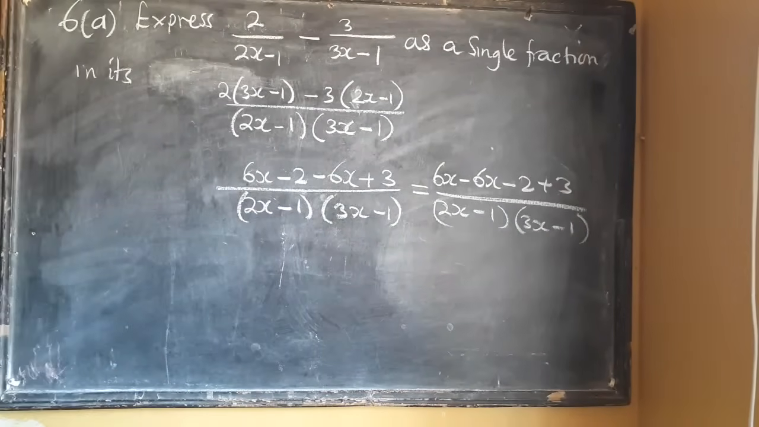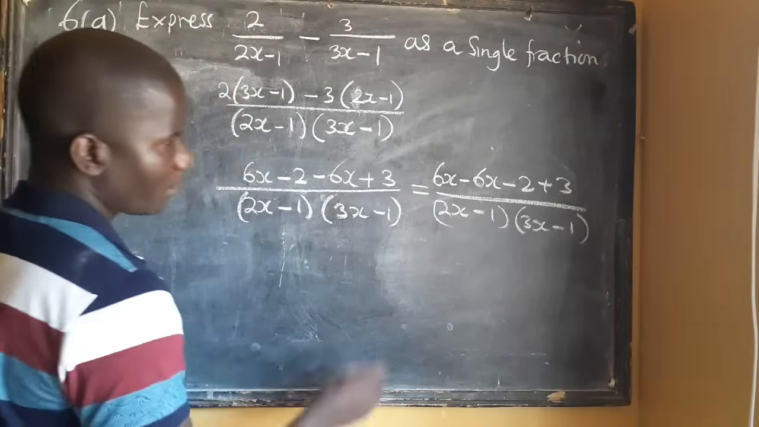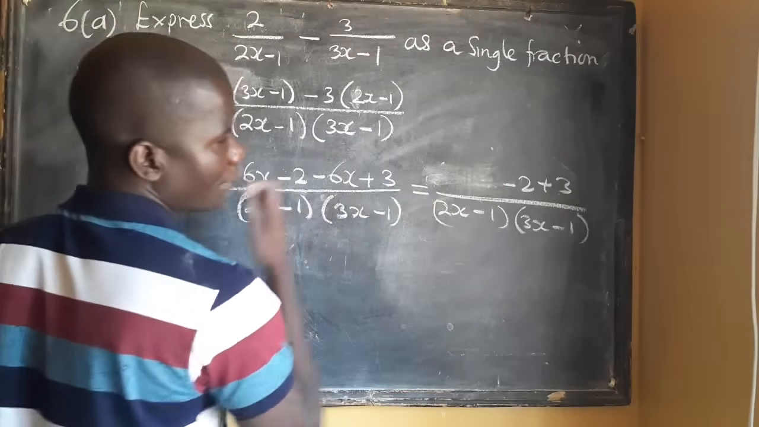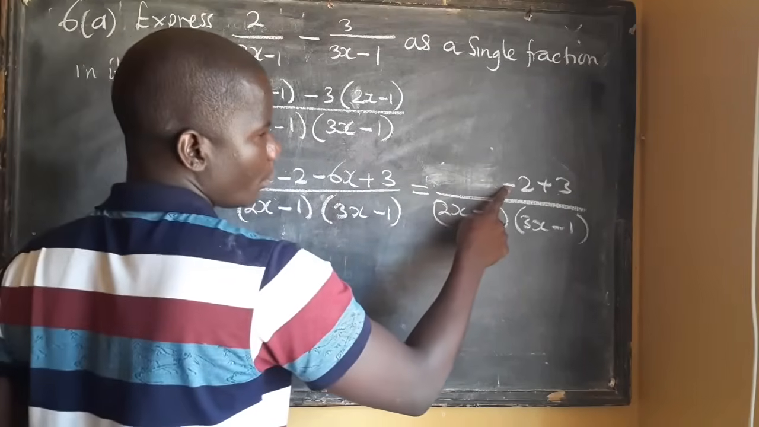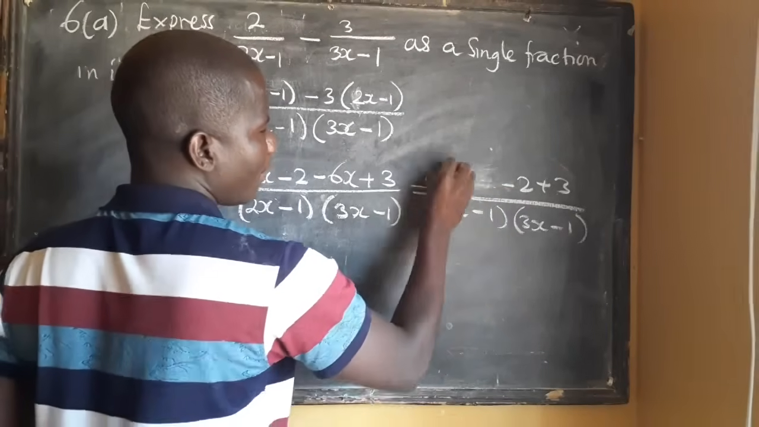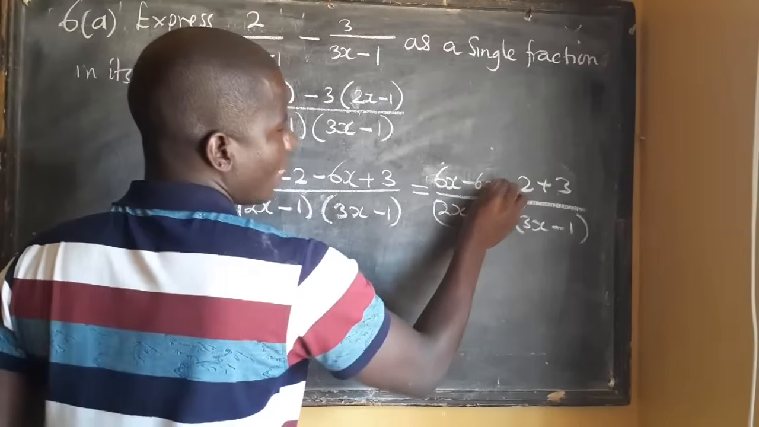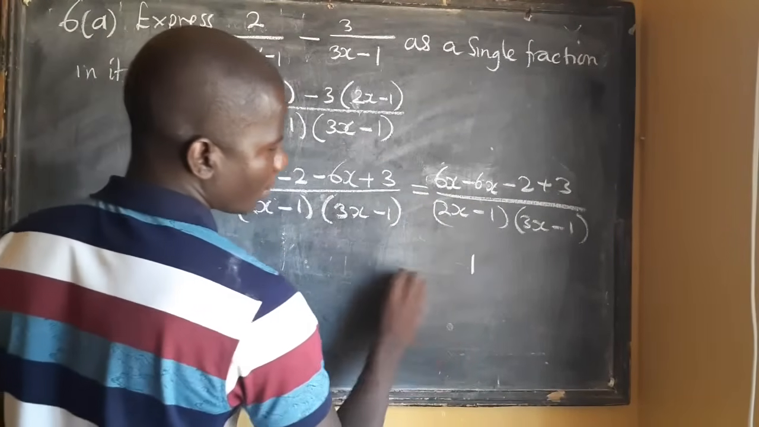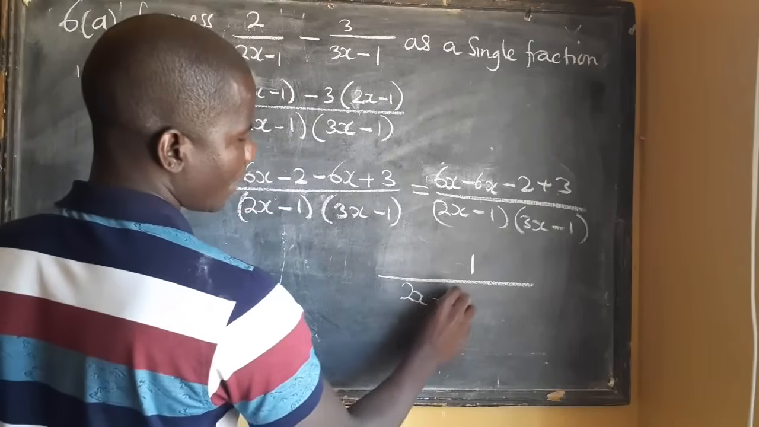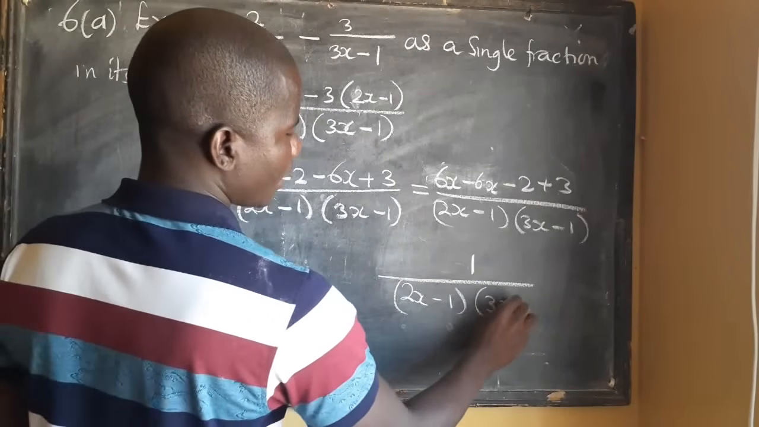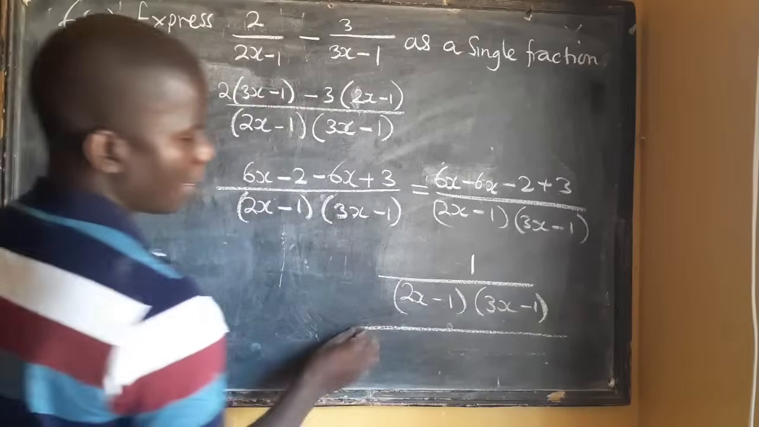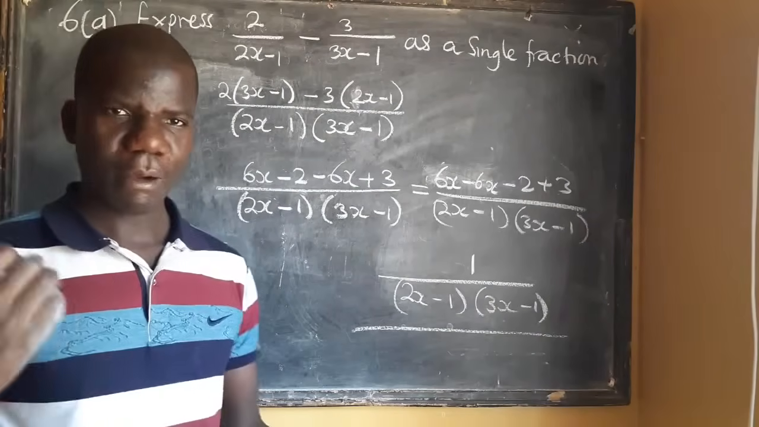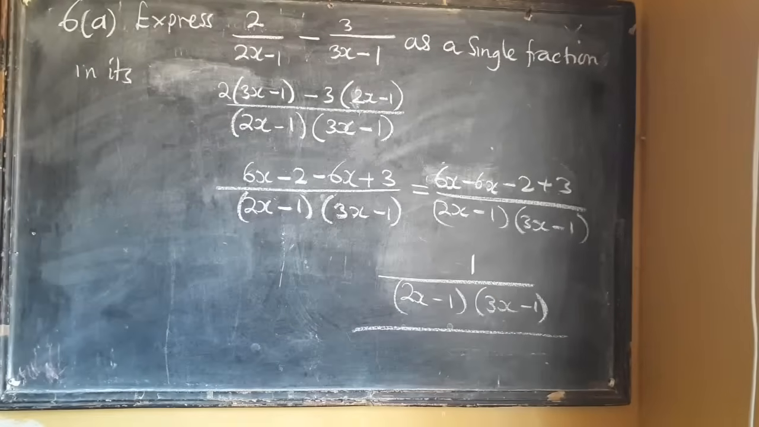Okay? So when you simplify 6x minus 6x, what do you get? This is going to give you a 0. Then negative 2 plus 3, what do we get? We get 1. So 1 over 2x minus 1, 3x minus 1. This is what is going to give us our final answer. I hope you're following.